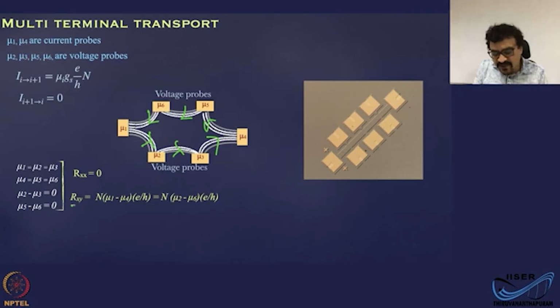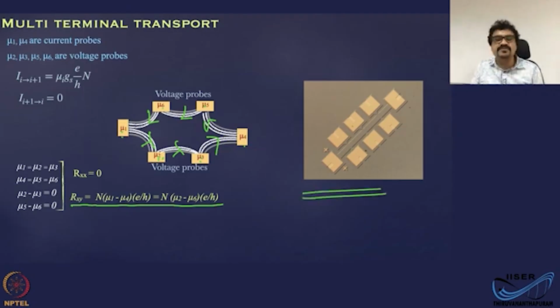Now RXY, the Hall resistance, is given by the number of channels times mu1 minus mu4. Mu1 minus mu4 is the same as mu2 minus mu6, because mu2 is the same as mu1, and which is the same as mu3 minus mu5. So mu2 minus mu6, or it is also the same as mu3 minus mu5. Okay. So this is the situation when you have multi-terminal transport.